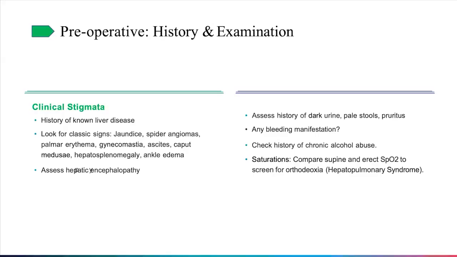If the patient gives a history of dark urine, pale stool, or pruritus, it points towards obstructive jaundice causing hepatic impairment, or whether there are any bleeding manifestations and chronic alcohol abuse or any other drugs, or Ayurvedic medicine causing liver injury. And it's worth checking the on-air saturation in supine and erect position to exclude hepatopulmonary syndrome, right, which can be easily done.